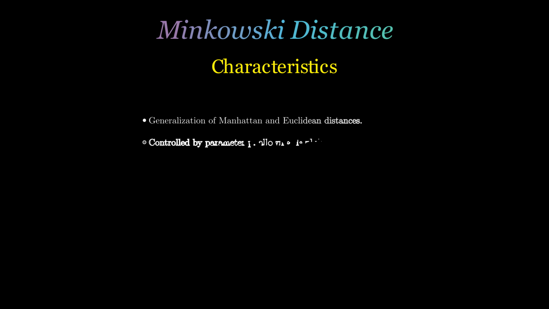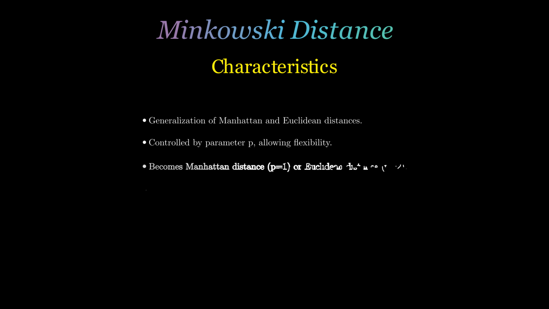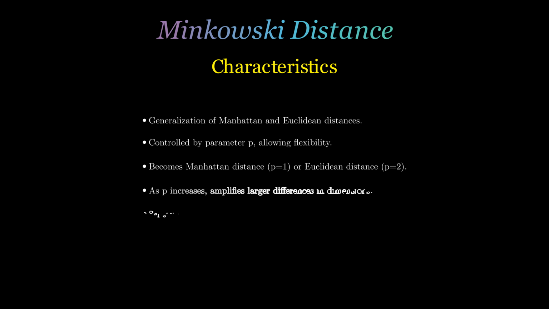Minkowski distance has versatile characteristics. It is a generalization of Manhattan and Euclidean distances, controlled by a parameter p. It can adapt to various distance metrics depending on the value of p. It becomes Manhattan distance when p equals 1 and Euclidean distance when p equals 2. However, as p increases, it becomes more sensitive to larger differences in dimensions, which may amplify the influence of outliers.